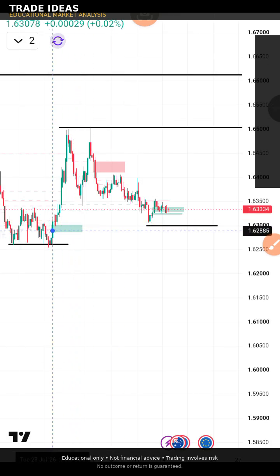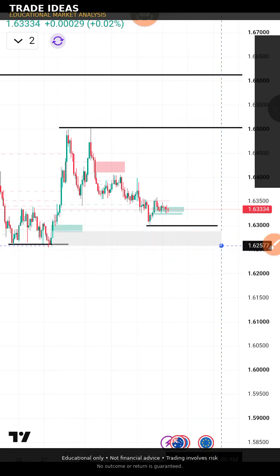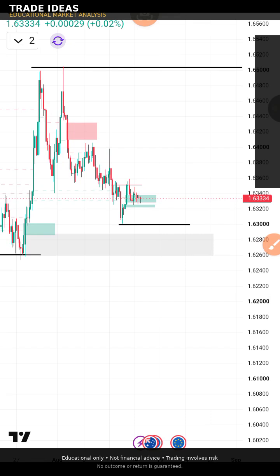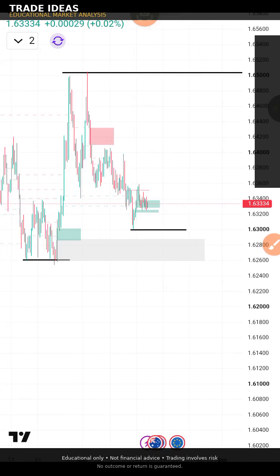Now this is a perfect area to take your buys, but this is more like the criteria we are looking at for in the chart, right?